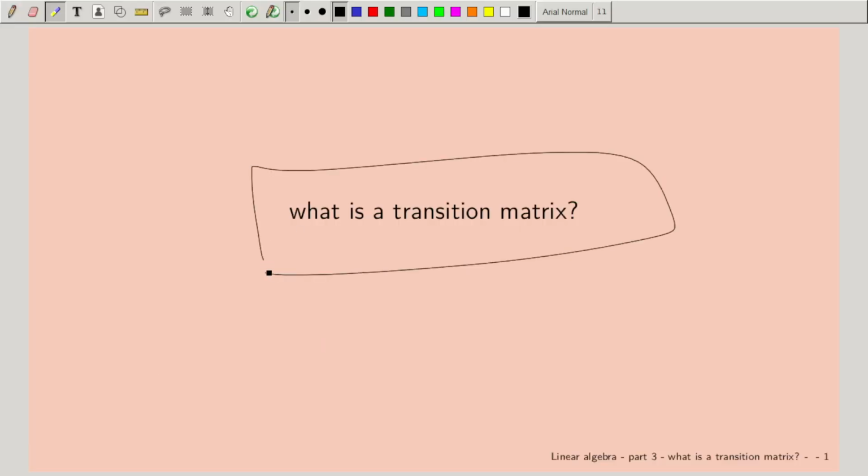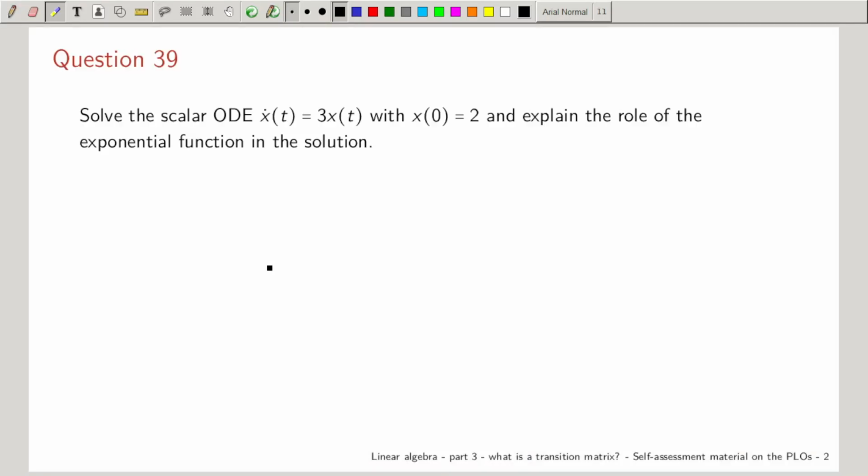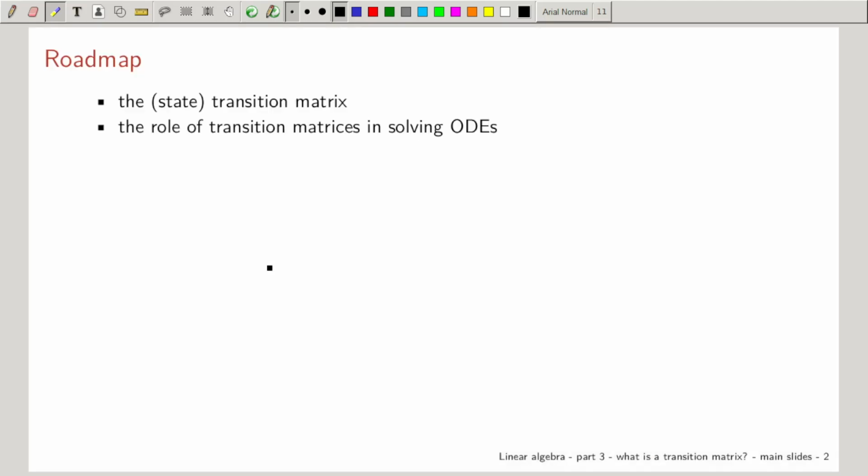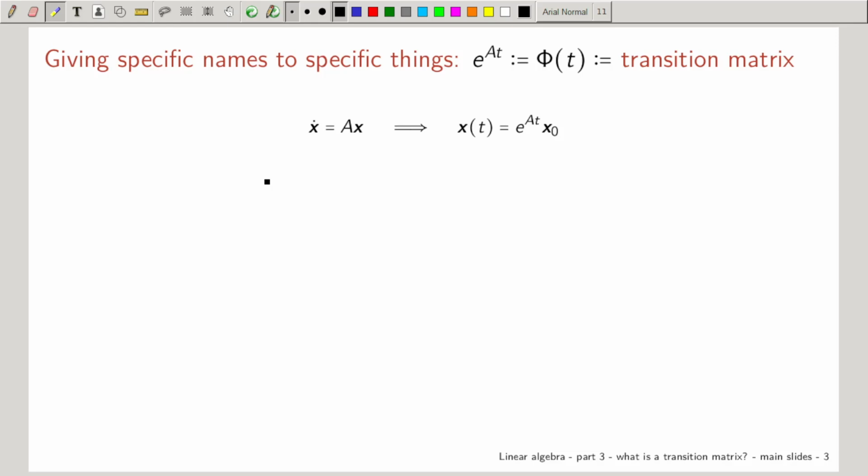What is a transition matrix? So we need to state what the state transition matrix is. We need to define in a very good way the role of transition matrices. Look out, the name is very important and you shall not confuse it with other things.